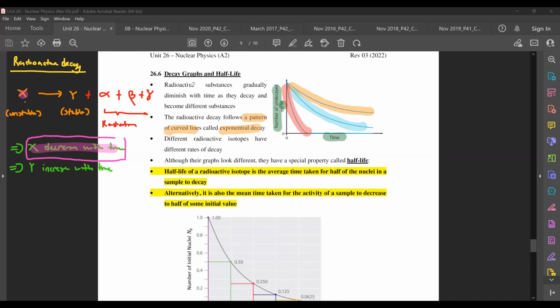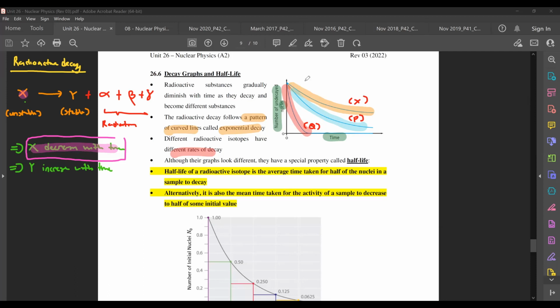So if you have different elements, they will decay by different rates, but the pattern will still be the same. Let's just say that this one is for element X, this one is for element P, this one is for element Q. All three are different radioactive elements that decay with time, but the pattern that you see would be the same. Because they are different elements in the first place, they of course decay with different rates, but the pattern will still be the same.